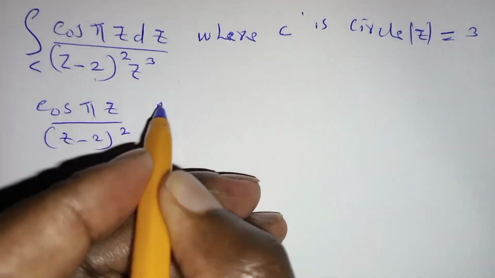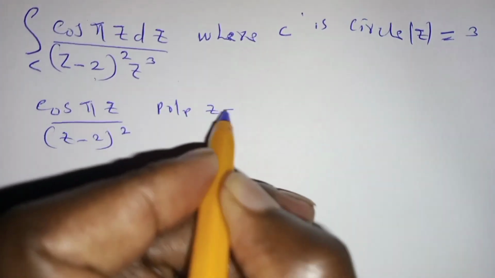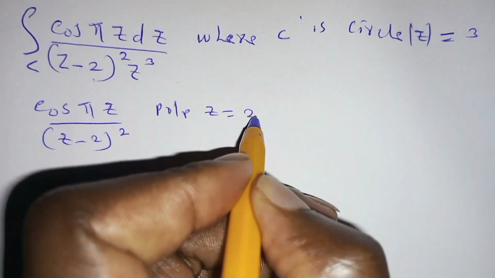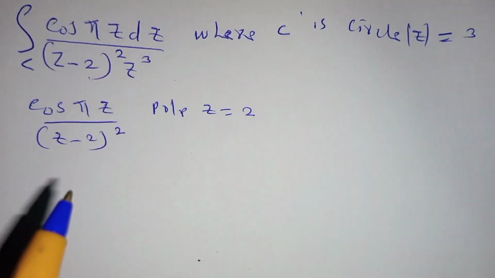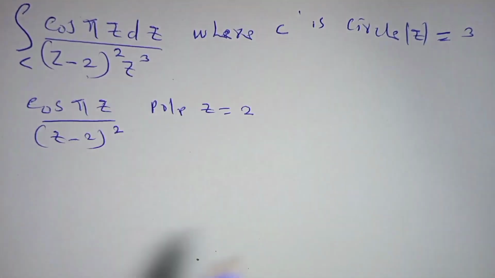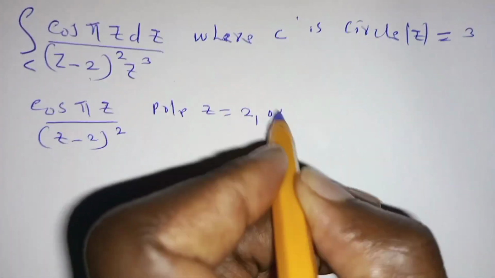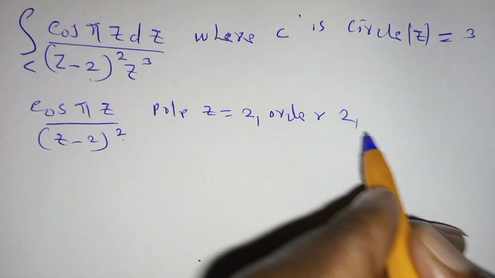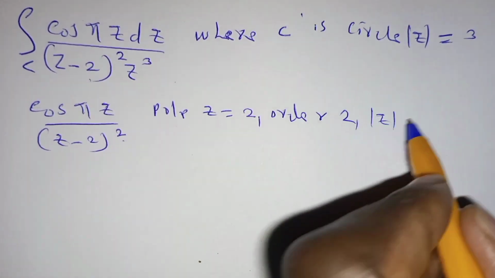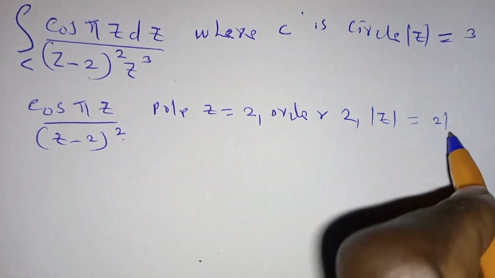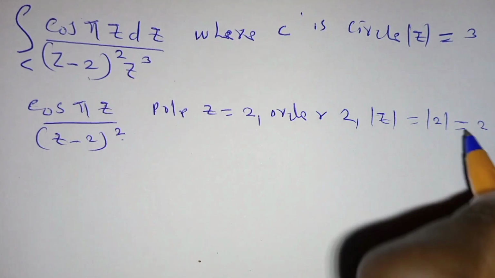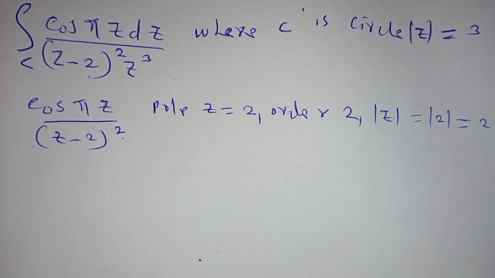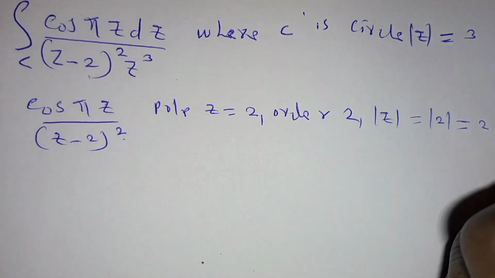Here we have the pole at z is equal to 2. A pole is a point where the function is not defined. This pole is of order 2 because of this power. And when you look at the modulus of z equal to 2, this pole is inside our given circle.